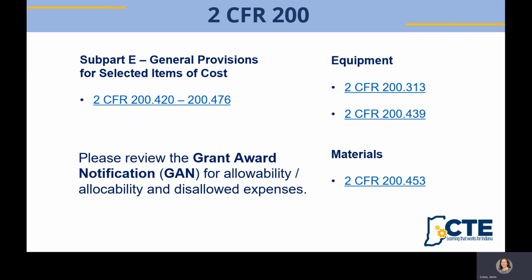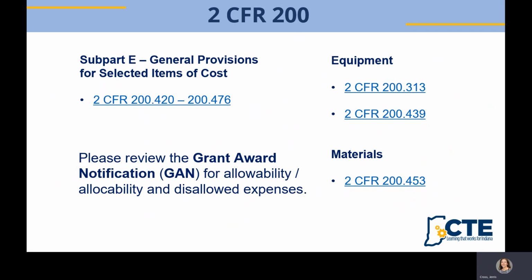2 CFR 200, the Code of Federal Regulations, Uniform Grant Guidance, otherwise known as the UG, is the overarching guidance that we use for Perkins. And this determines whether an expenditure is allowable. Allocability is mainly determined through Section 135 of Perkins 5 legislation because that is specific to that grant. But we have to follow all of these rules as well.